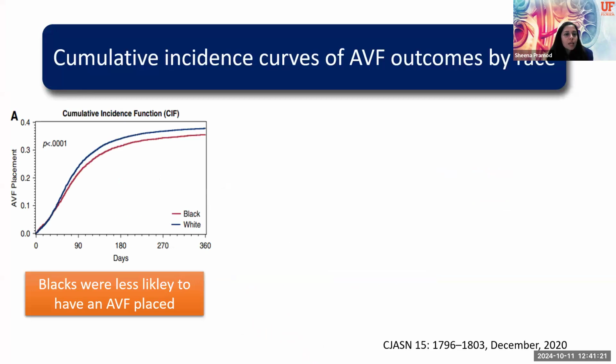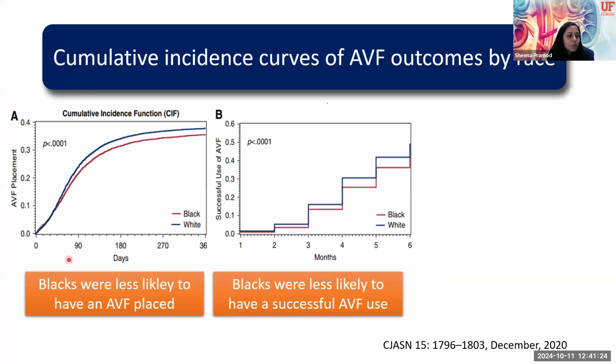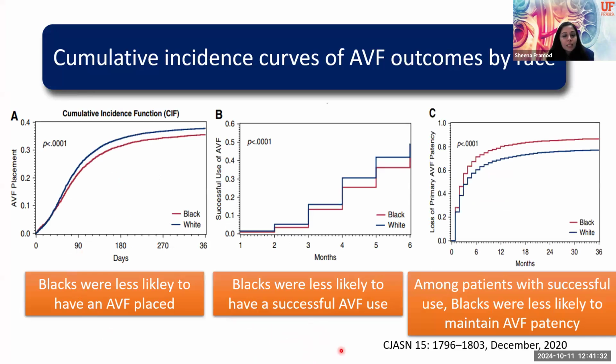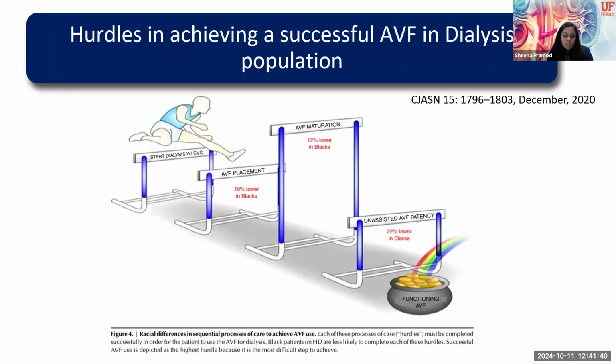And the same when it looked at outcomes by race, the Black population was less likely to have an AV fistula placed. They were less likely to have a successful fistula placed, and less likely to maintain their patency when followed for 3 years or so. So as you can see, there are several hurdles that access placement in this minority has to jump through, with a lower incidence in several of these steps and not just one. That makes it challenging.